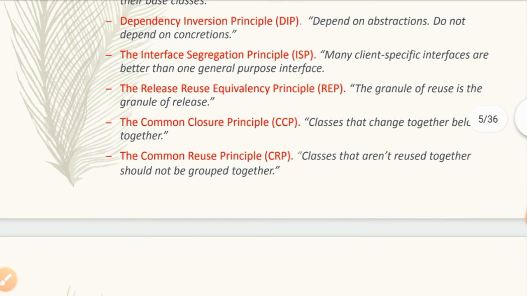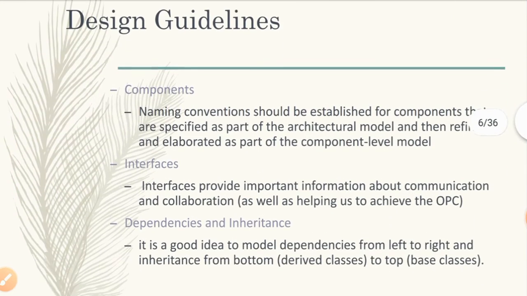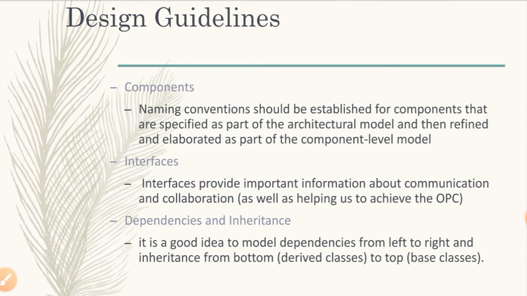Now the next one is the design guidelines. Once you are going to design your component, these are the design guidelines. The design guidelines contain 3 points. The first one is the component, the second one is the interfaces, and the third one is the dependencies and inheritance. Now the first one is the component.